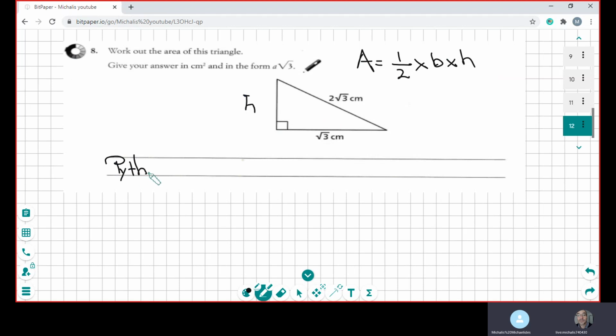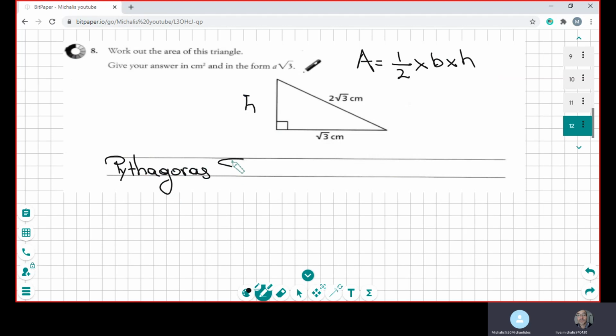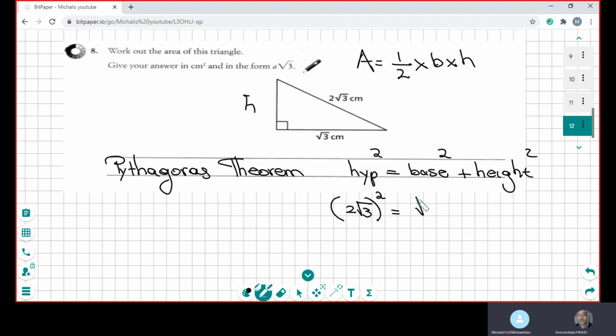The Pythagoras theorem says that the square of the hypotenuse is equal to the square of the base plus the square of the height. And since I know the two numbers here, I can find the height by solving an equation. So the 2 root 3 squared is equal to root 3 squared plus h squared.